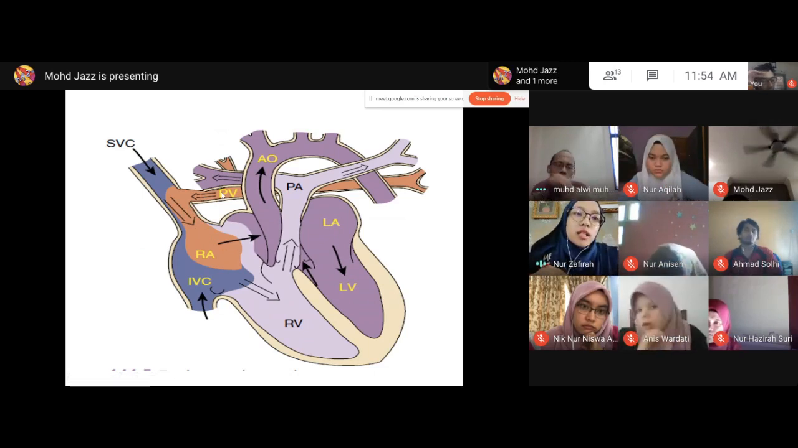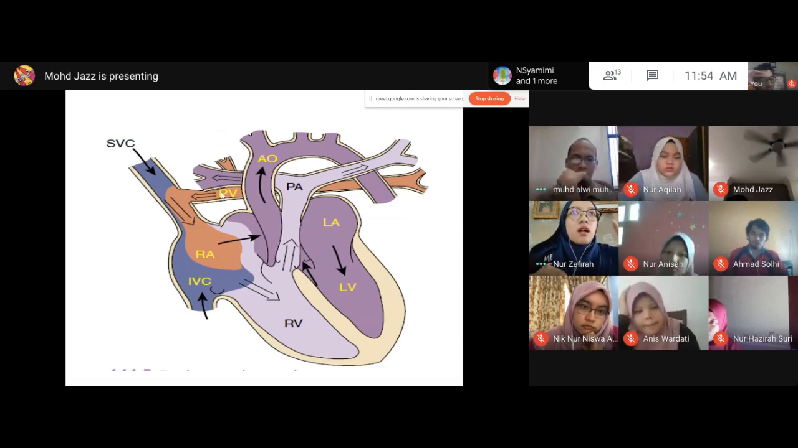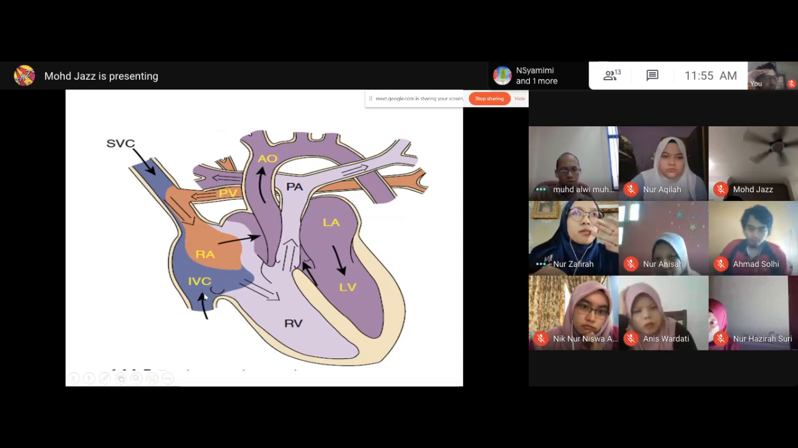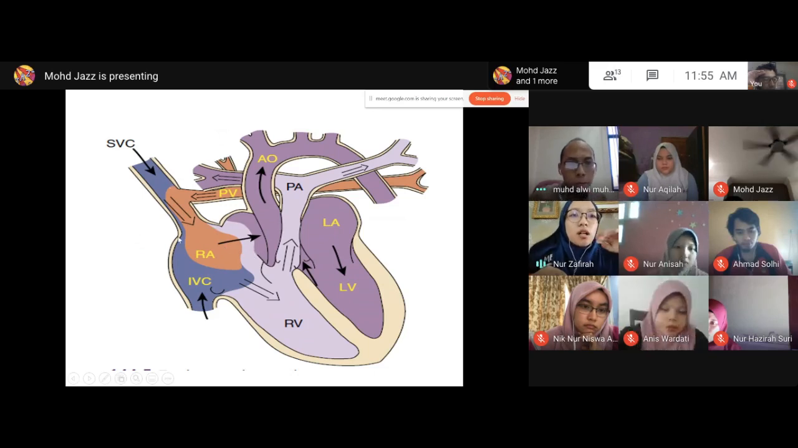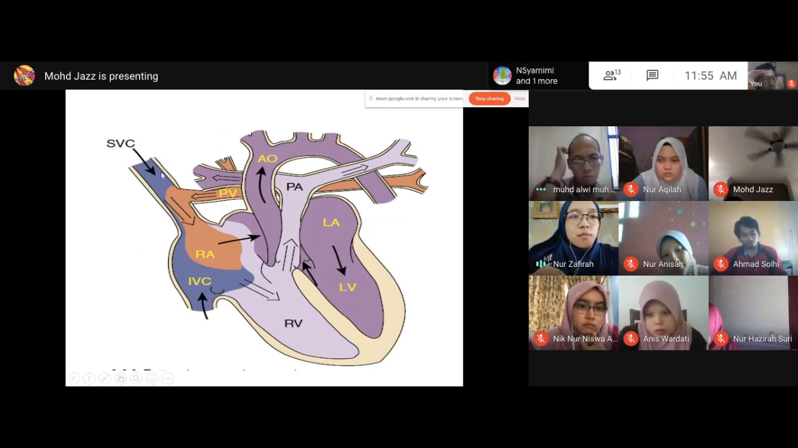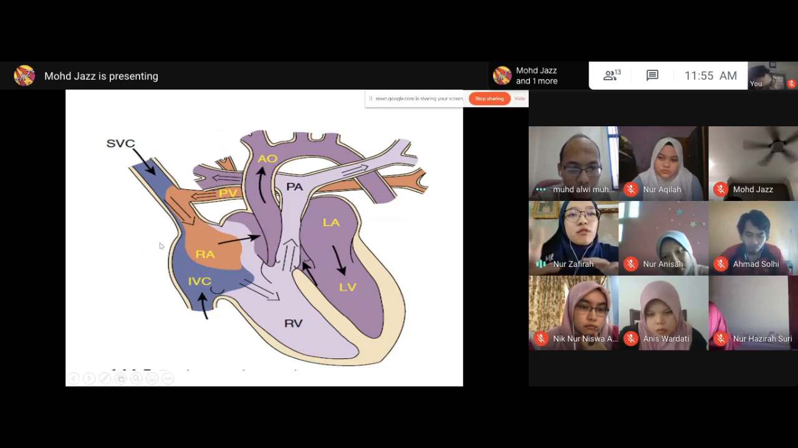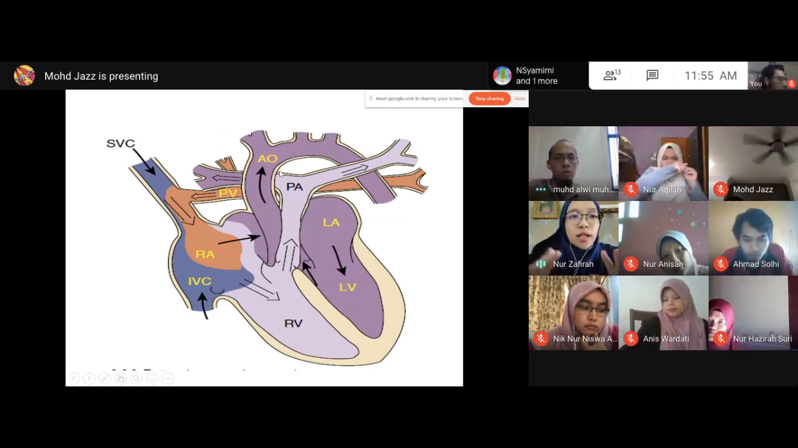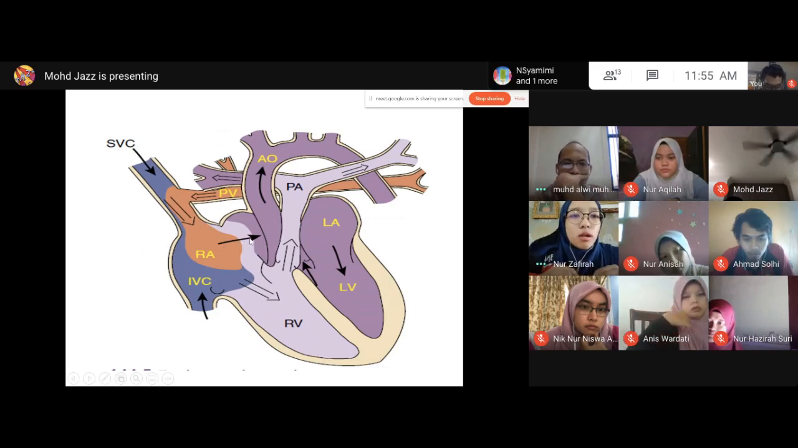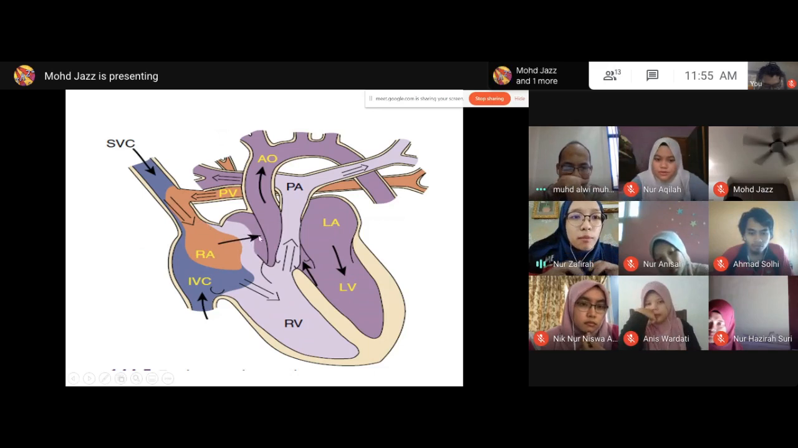In the supracardiac type, the pulmonary vein will be connected to, for example, the left brachiocephalic vein. If infracardiac, it will connect with the ductus venosus or portal vein. So in this picture, the pulmonary vein goes into the brachiocephalic vein and goes into the SVC. So physiologically, the blood flows from the superior and inferior vena cava. The blood from the lungs goes into the pulmonary vein, which is the oxygenated one. The oxygenated one will combine with the deoxygenated one in the right atrium. So there is mixing of both bloods in the right atrium.